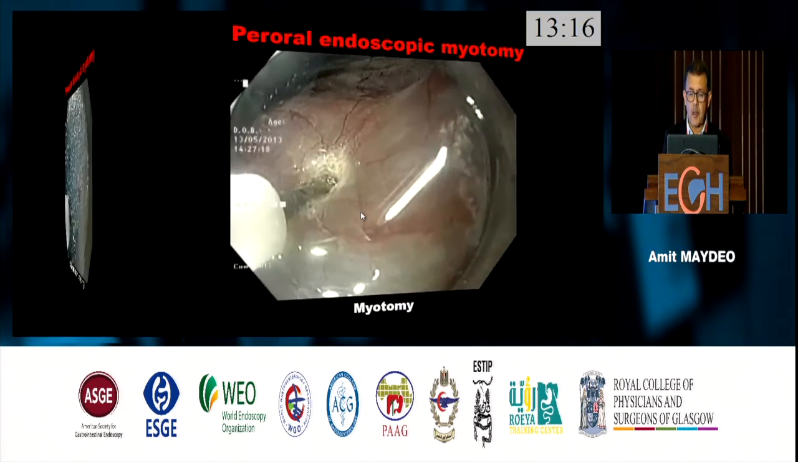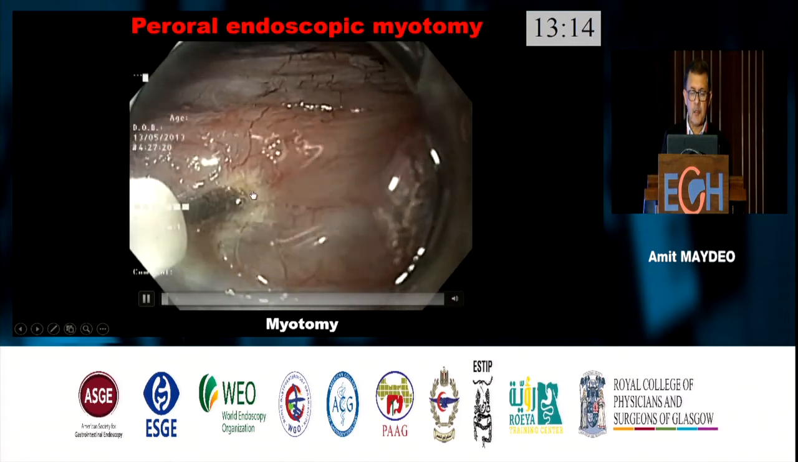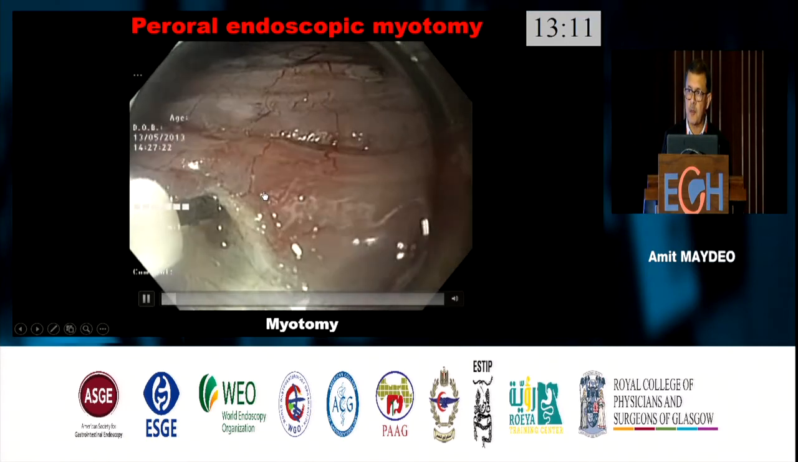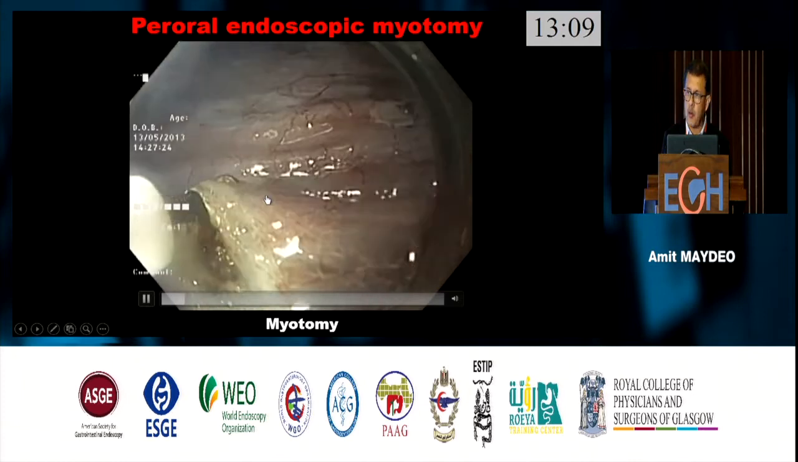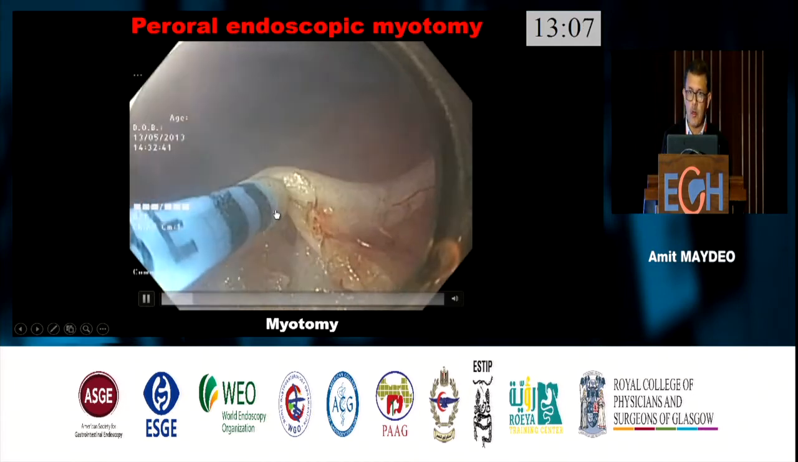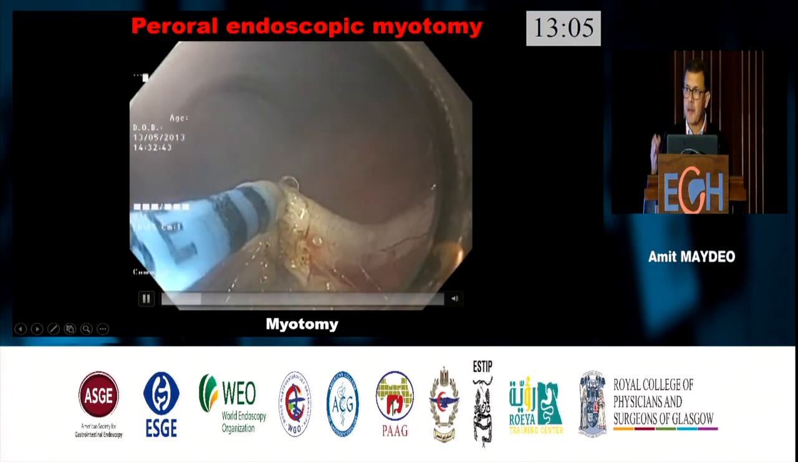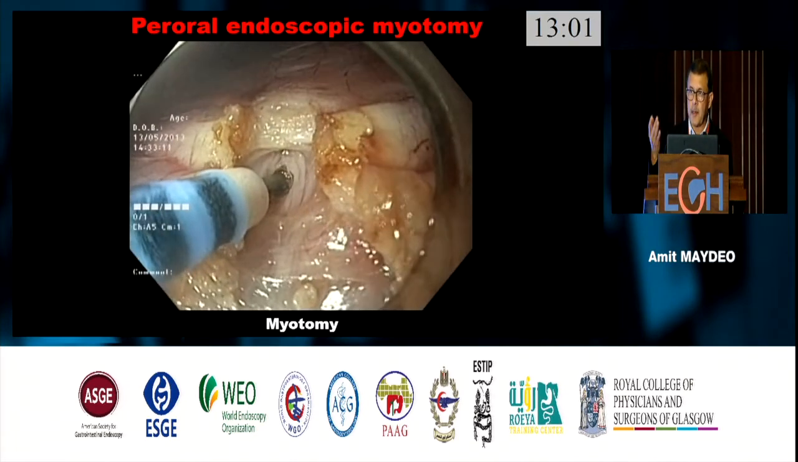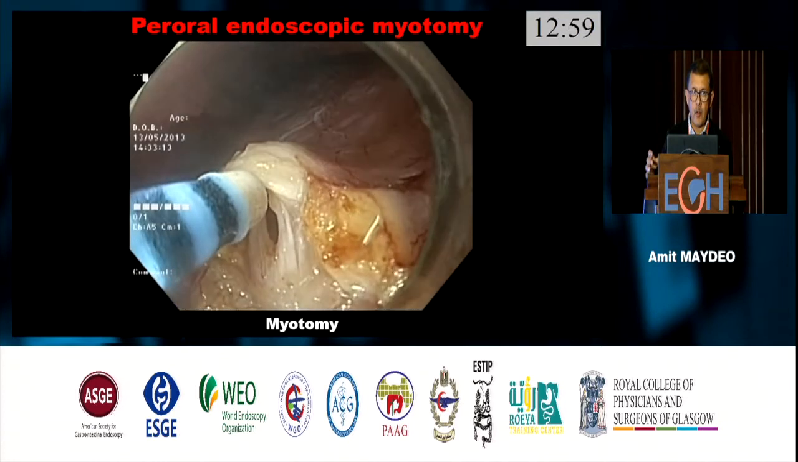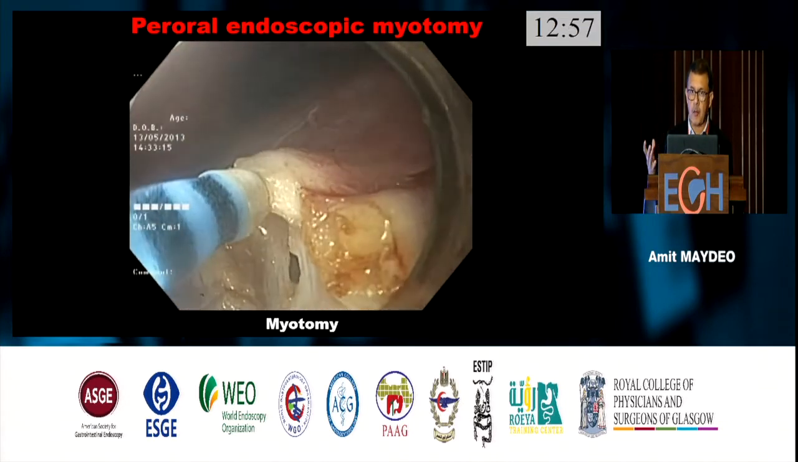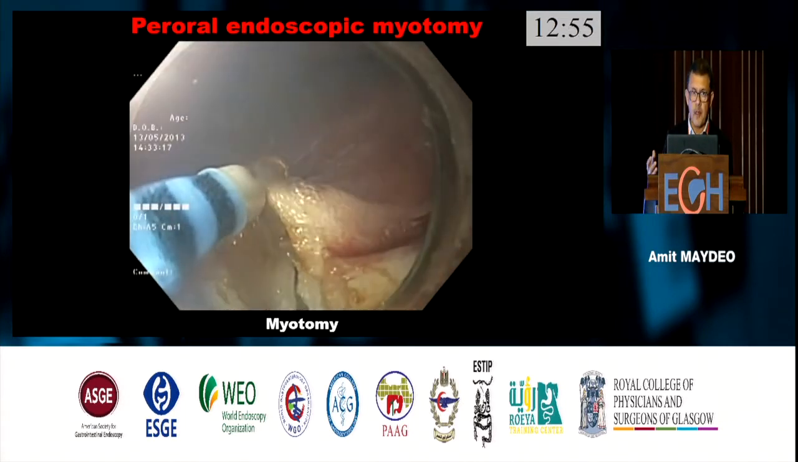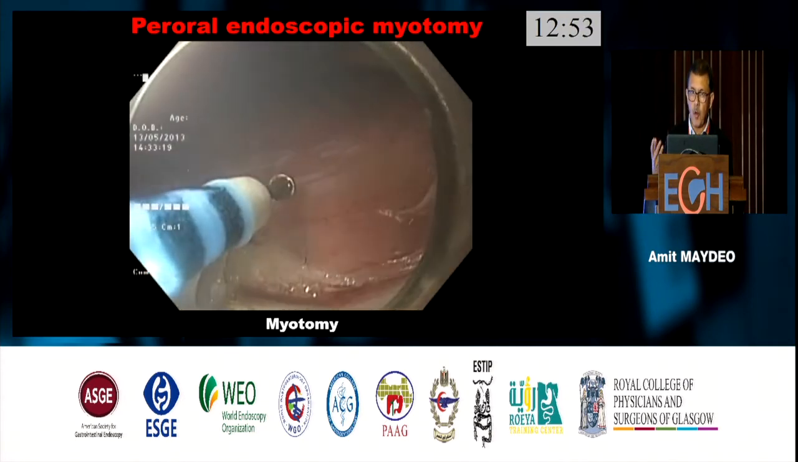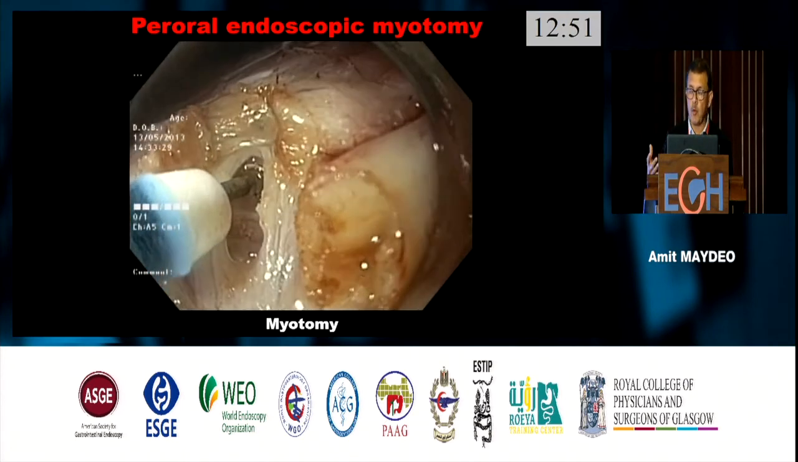Now, once the tunnel has been completed, then it's an easy job to cut the muscle fibers. You can either do only a circular myotomy, or you can do a longitudinal myotomy. The length of the myotomy can be decided depending upon the subtype of achalasia, whether it is type 1, type 2, or type 3. You can do a short cut, medium cut, or a long cut. If you have a jackhammer esophagus, if you have a tertiary contraction, or if you have a corkscrew esophagus, you can do a very long myotomy.